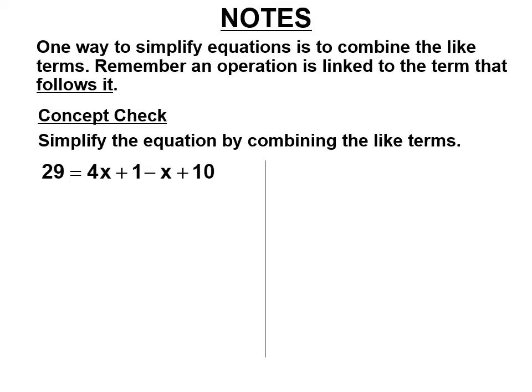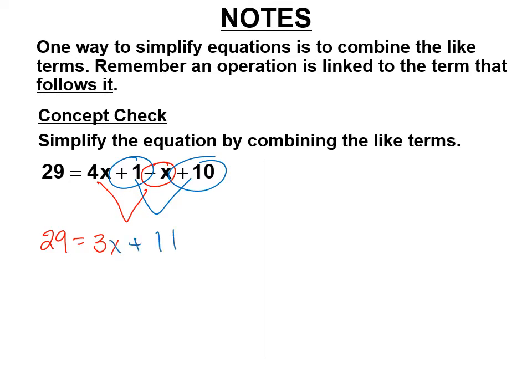So we're going to simplify this equation. We're not going to solve it. And so we see 4x and it's minus x. Right? So it's 4x minus x equals 3x. The plus goes with the 1. 1 plus 10 is positive 11. And so this is 3x plus 11. And that's a two-step, and we all can solve that, so I'm not going to finish it. Try this one.